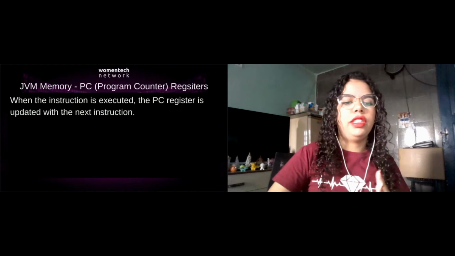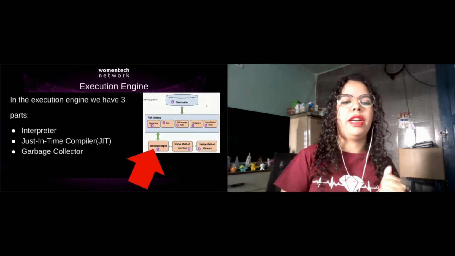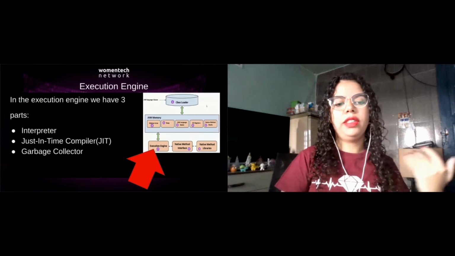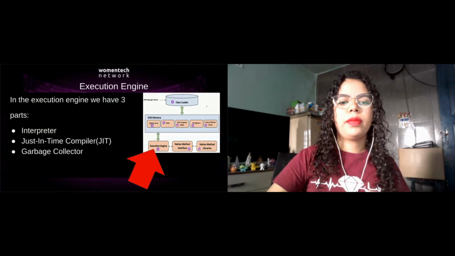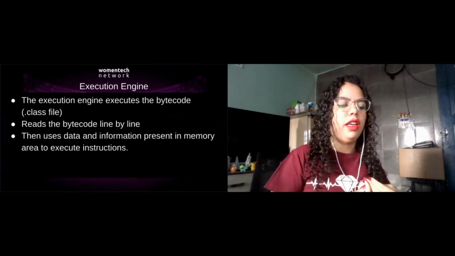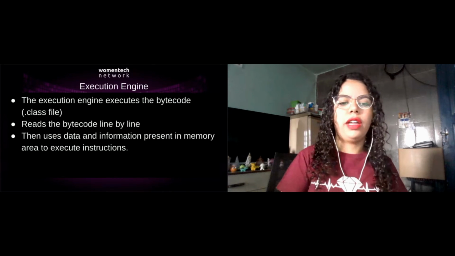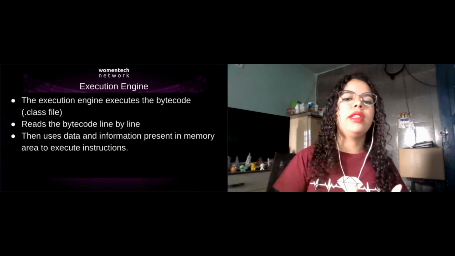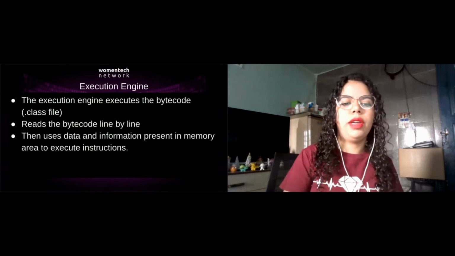In the execution engine, we have 3 main important parts. We have the interpreter, the just-in-time compiler, and the garbage collector. The execution engine is responsible for executing the .class file. It reads the bytecode line by line, and uses the data and information present in the memory areas to execute these instructions.